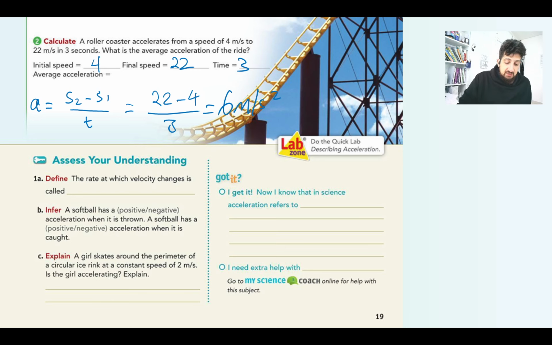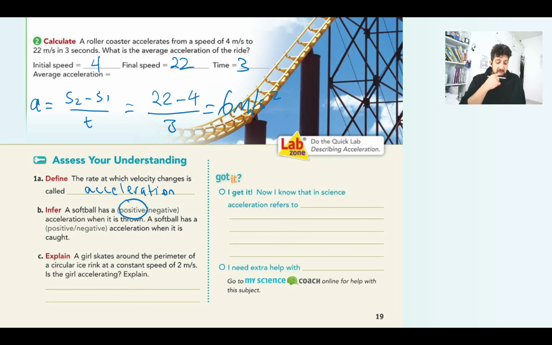And we've got some assessments of understanding. Define: the rate at which velocity changes is called acceleration. Right. A softball has a positive or negative acceleration when it is thrown. When it's thrown, it's increasing in speed. So if it's increasing, then it's a positive acceleration. That means it's moving up, it's increasing, it's adding on.